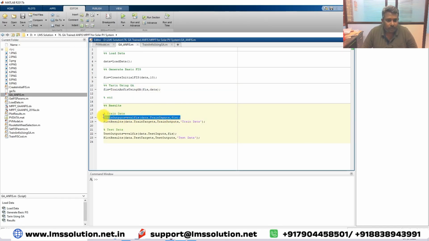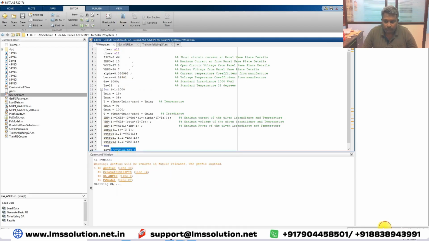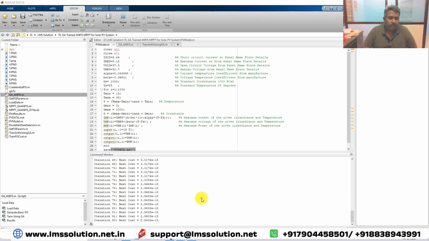Here we are going to evaluate the trained fuzzy inference system. Finally, we have to pass the response for the training data, and then the trained fuzzy inference system, or adaptive neuro-fuzzy inference system, is going to be tested with the test data. Now I'm going to simulate or execute this program. Here you can see that the GA has started. GA is training the adaptive neuro-fuzzy inference system.